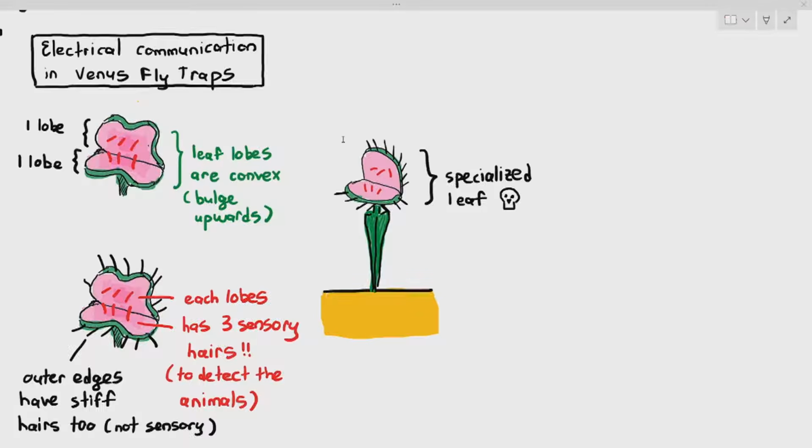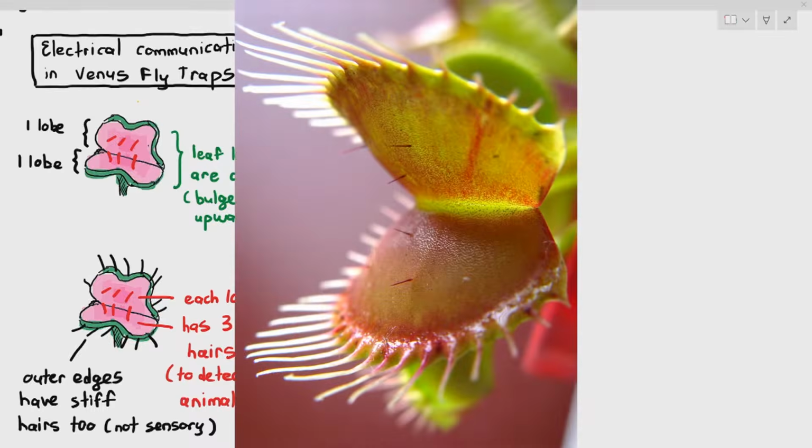outside the lobe. As you can see in this particular diagram of the Venus flytrap, I'm just showing it to you. You can kind of see that this is the leaf lobe. I hope you can appreciate that it's kind of curved upwards. And when it's bulging or curving upwards, that means it is convex, and you can see the 3 sensory hairs over there within the lobes. And those 3 sensory hairs are to detect the animals and the insects that land on them.